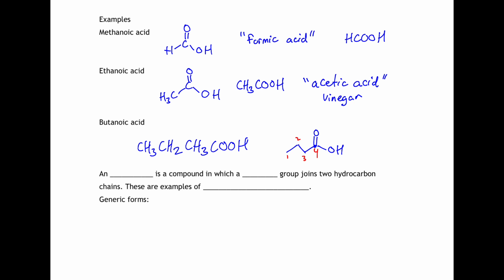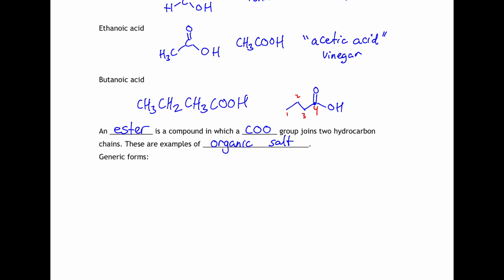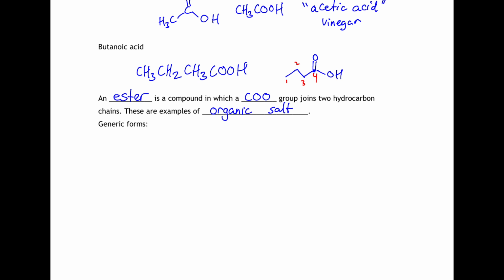The next thing is called an ester. These are the things we're going to work with next week. They have a COO group in them. These are examples of something called an organic salt, which is basically the salt version of a carboxylic acid. So what we do is we have two different R groups on here. We can do R1COO, then R2.